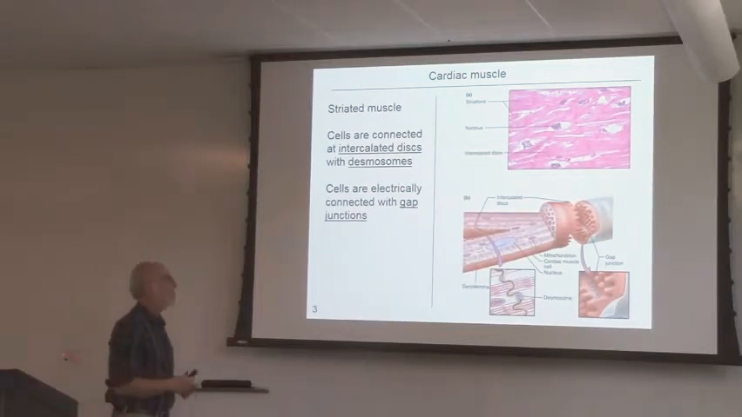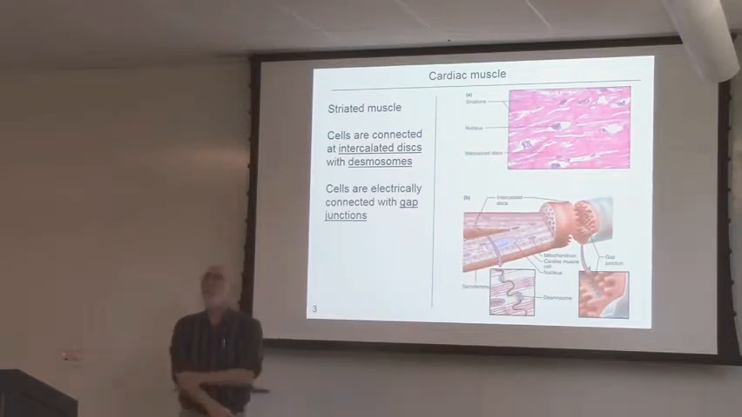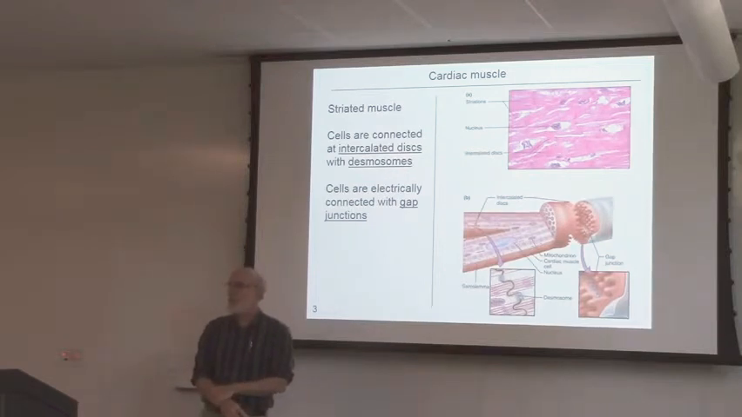They have abundant mitochondria to make ATP, because the muscles are contracting all the time. Every second your heart contracts.